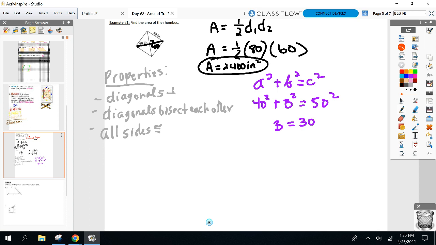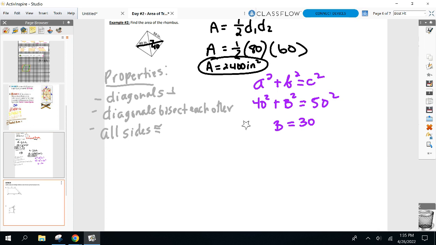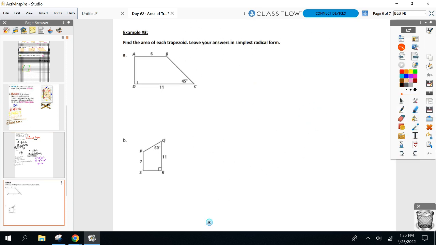And speaking of rules and properties, let's go to the trapezoid. You can already tell what's going to come up here based on the degree measures that are there. All right, we got a trapezoid working. We just went over at the beginning of the notes, 1/2 the height, times the sum of the bases. Let's go.